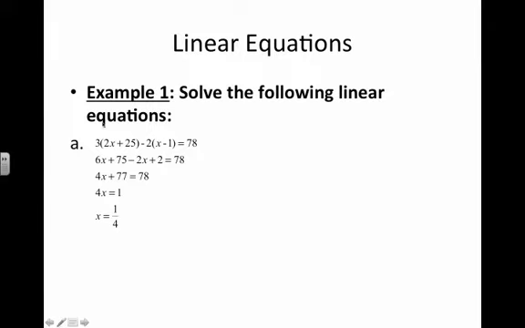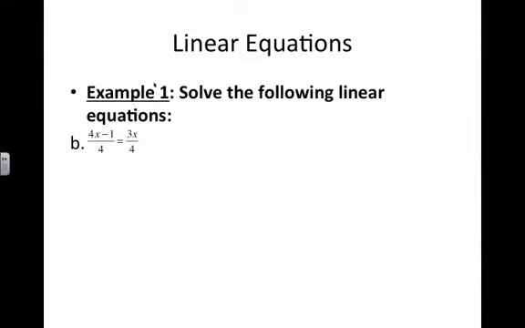Now, if you want to check your work, you can take that 1/4, plug it into this equation, and make sure you get a true statement. Make sure you end up with 78 equals 78. Remember, that's what a solution means. It means that when you plug it back into the original statement, you end up with something that's true.